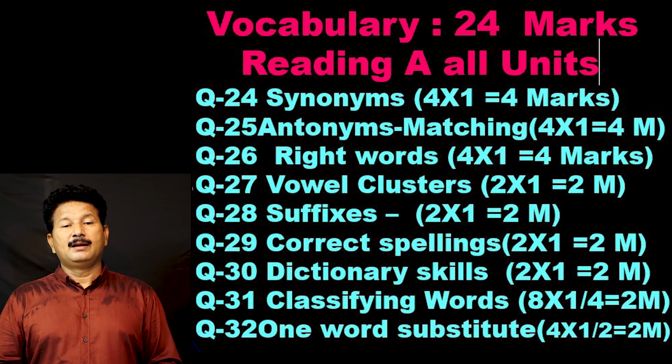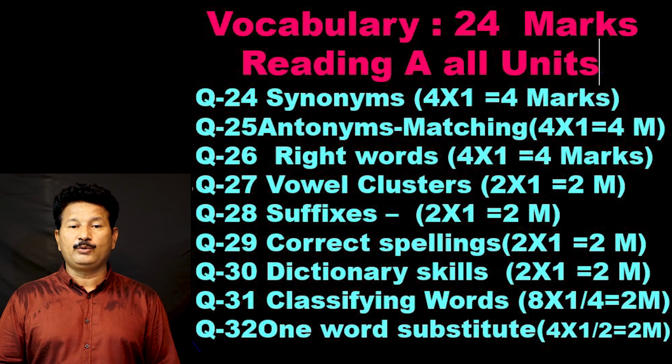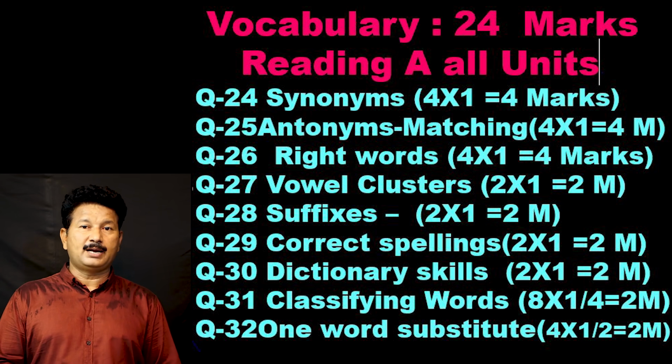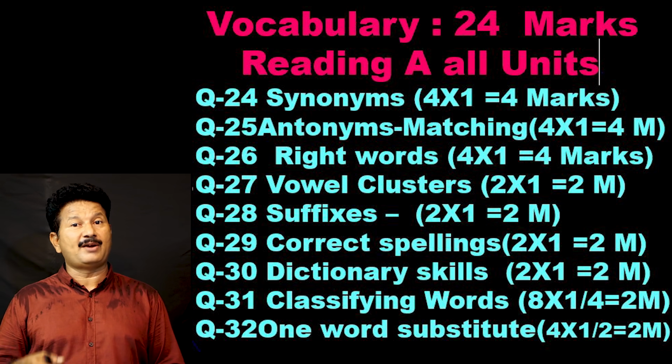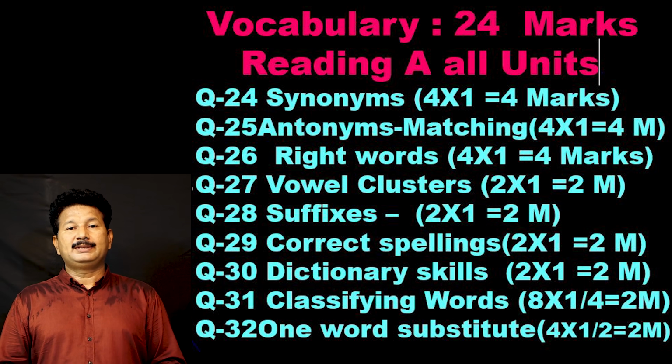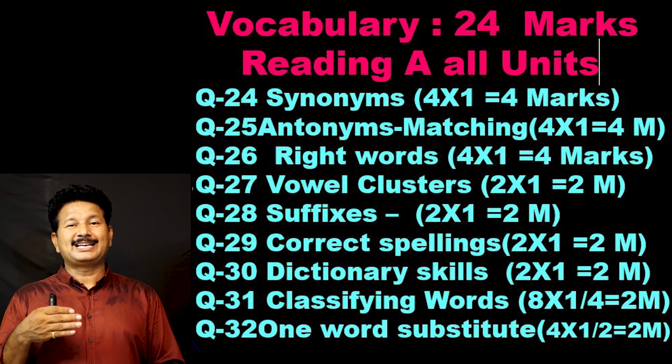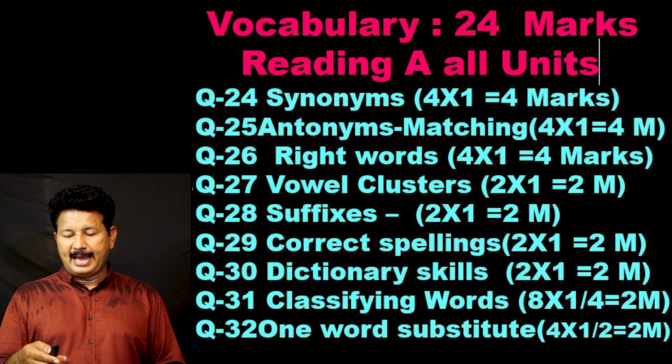And next, the last one is question number 32. It's all about one-word substitutes. You'll get from unit 1 and at the same time from units 4 and 5 also. So this is all about section B, grammar and vocabulary. And now we will see section C.